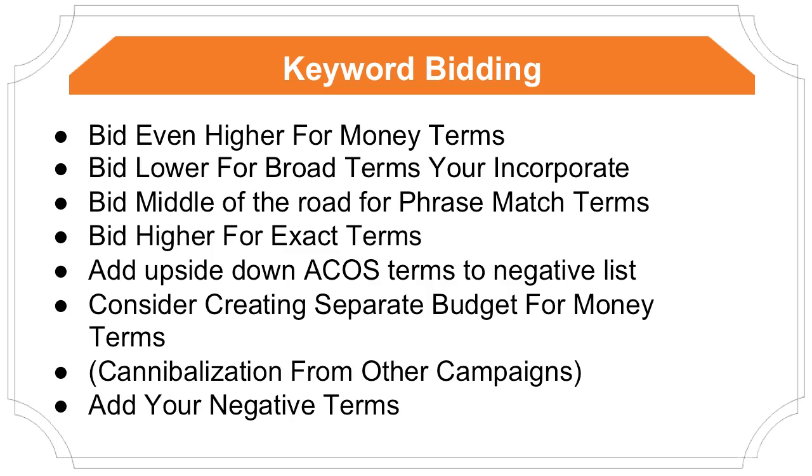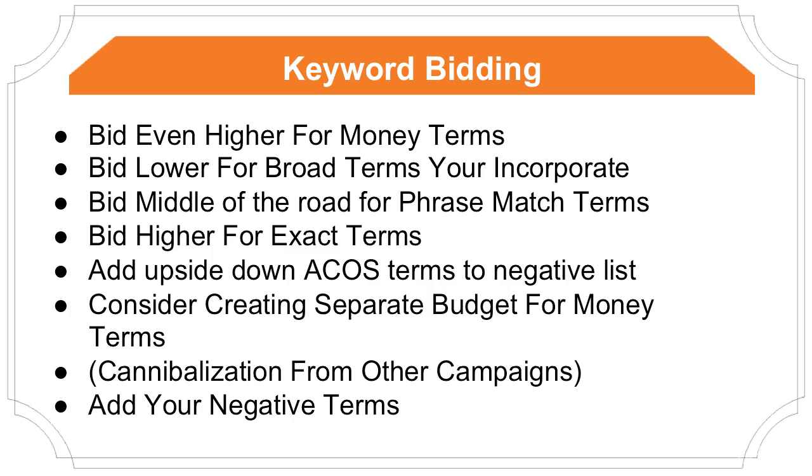So, add upside down ACOS terms to negative keyword lists. I've talked about this more than enough times. I'm not going to reiterate it again. Take the terms that are really, really bad and just say, all right, I don't want to show up for that term. When you add those terms to your negative list, though, add them as either an exact term or a phrase match. Don't add it as a broad match, because if you do, you're probably not going to show up for a lot more terms than just that one term that you didn't want to show up for.